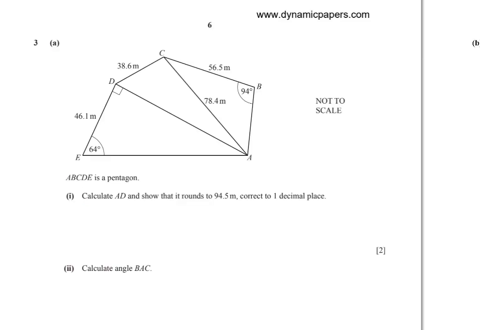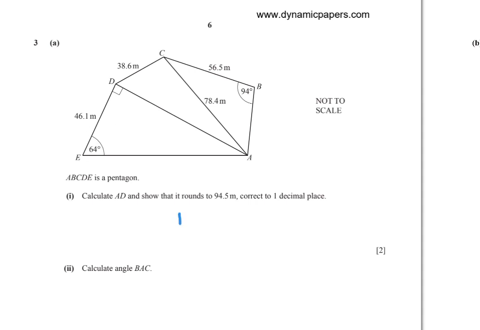3a, ABCDE is a pentagon. Calculate AD and show that it rounds to 94.5 meters, correct to one decimal place. AD, we have a right angle triangle. We have this angle 64. We need to find the opposite and we have the adjacent, so tan.